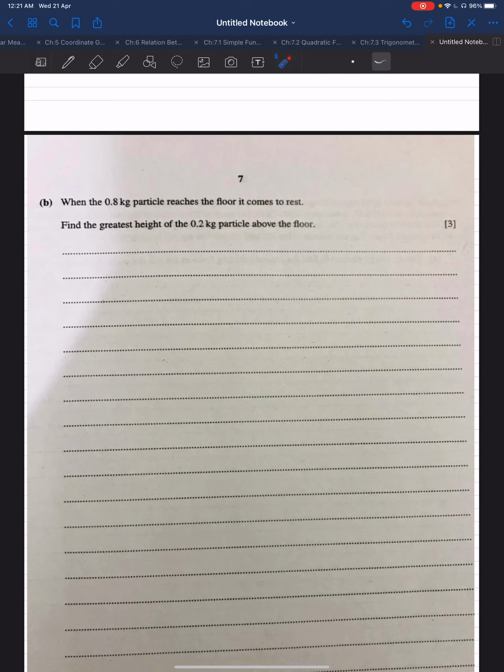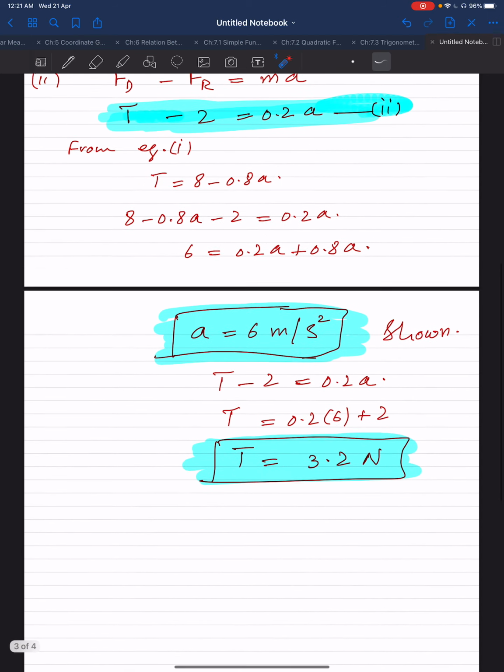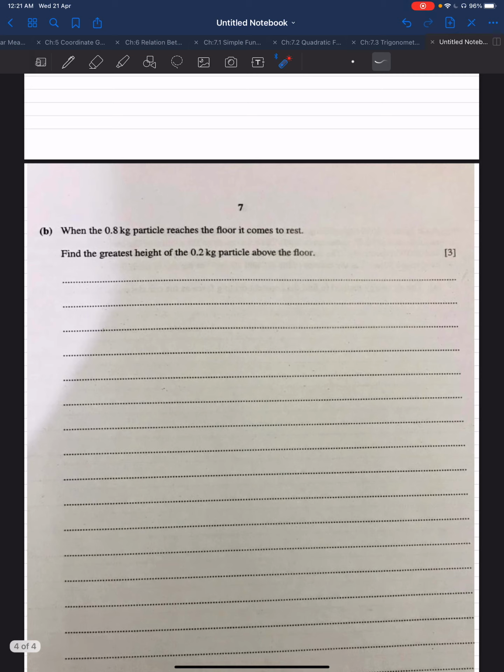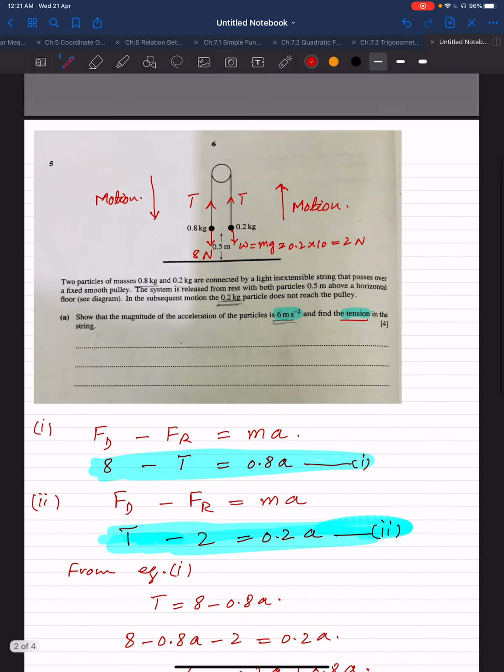When the 0.8 kg particle reaches the floor, it comes to rest. Obviously, the object will hit the ground after traveling 0.5 meter. We need to find the greatest height of the 0.2 kg particle, the other one. So we'll find out how much distance the 0.8 kg and the 0.2 kg travel.